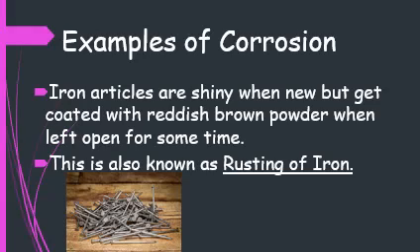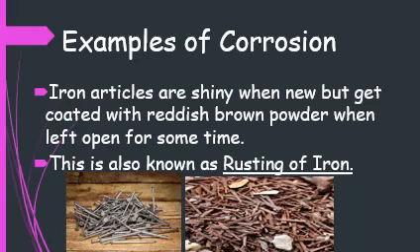So we can see in the diagram the iron nails, when they are new, they are silvery and shiny in color. When they get rusted after some time, they become like this. So reddish brown coating, and they start breaking also after many days when a lot of rusting takes place in the iron nails.